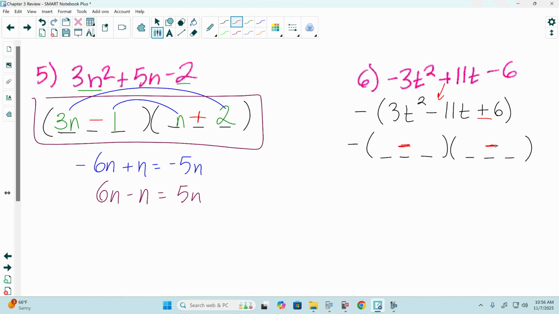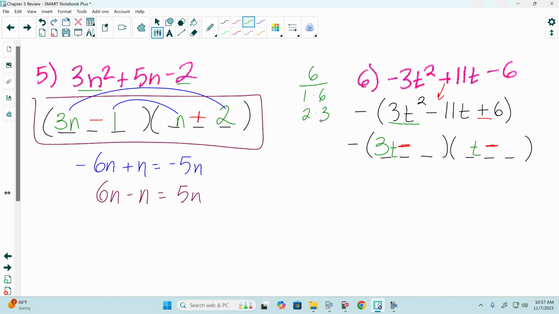Now that takes us to the factors of the first and third term. First term is 3t squared. Well, the only factors of t squared are t and t. Only way we can get there. Factors of 3 are 3 and 1, 1 and 3. We only have one option. So we're going to put 3 in front of one of the t's. We'll put 1 in front of the other. But 1t and just t are the same thing. We don't necessarily have to write the 1.